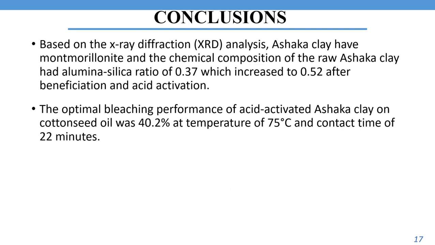Conclusion. Based on the X-ray diffraction analysis, Ashaka clay had montmorillonite, and the chemical composition of the raw Ashaka clay had alumina-to-silica ratio of 0.37, which increased to 0.52 after beneficiation and acid activation. The optimal bleaching performance of the acid-activated Ashaka clay on cottonseed oil was 40.2% at temperature of 75 degrees centigrade and contact time of 22 minutes.